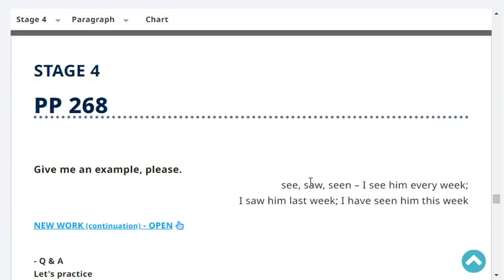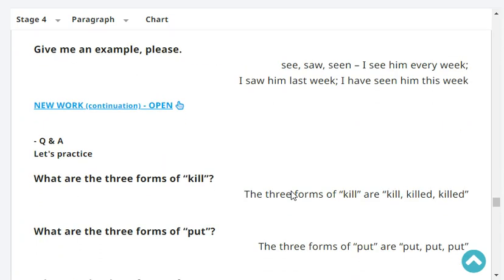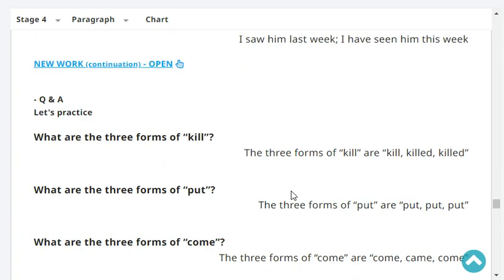Very good. Give me an example, please. See, saw, seen. I see him every week. I saw him last week. I have seen him this week. Very good.